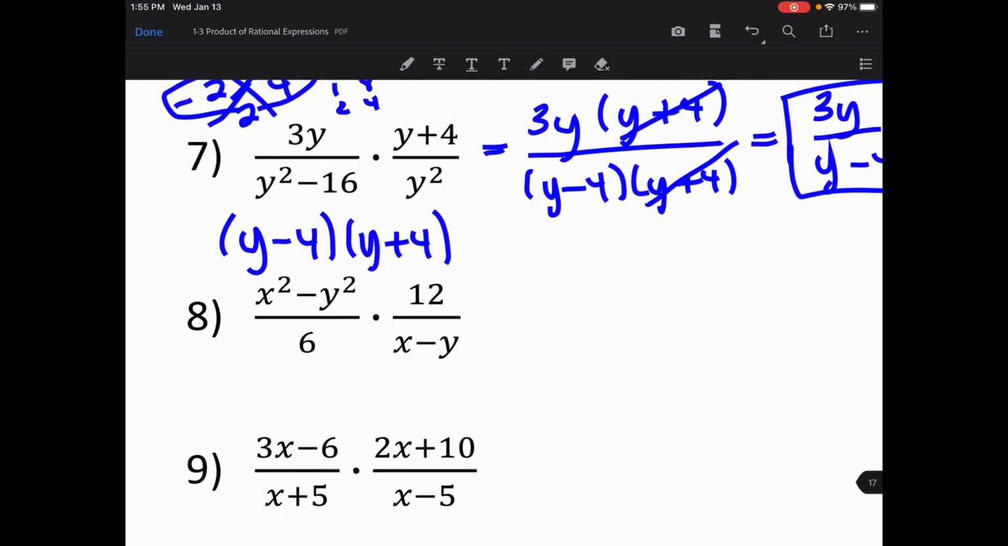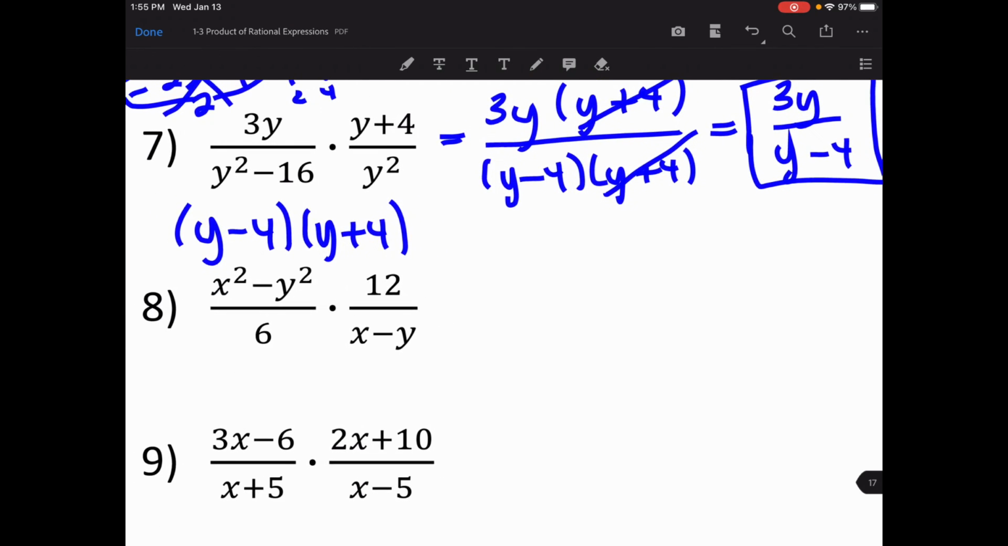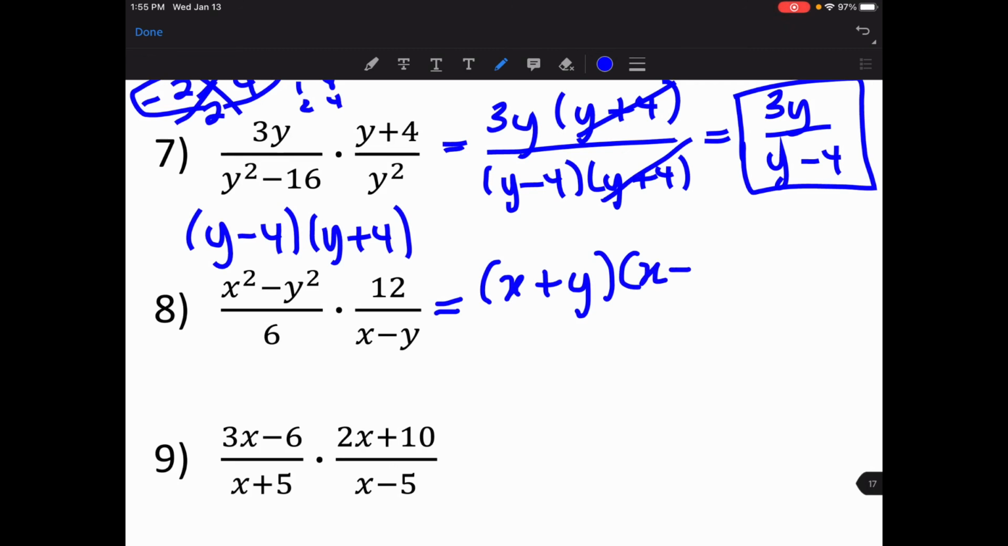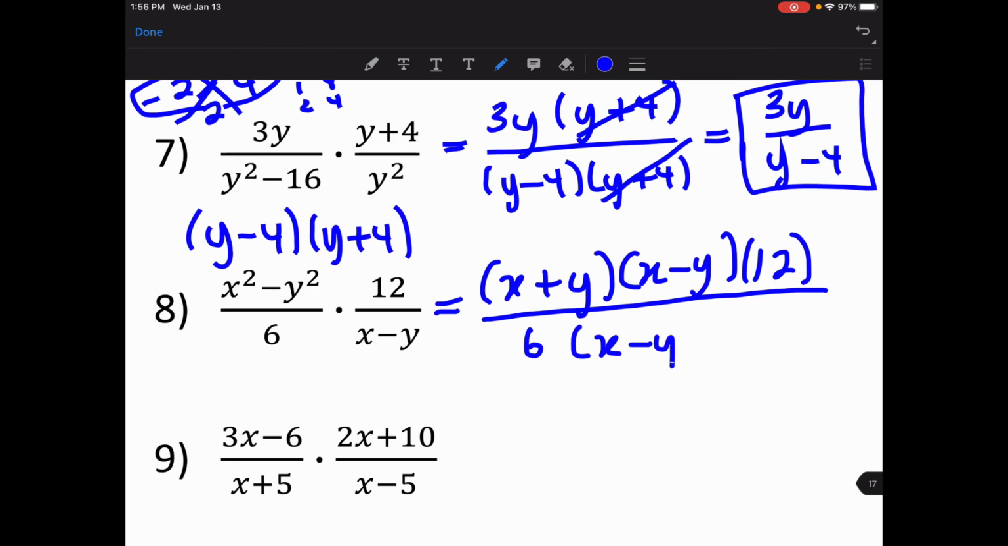Right, number 8, I have y squared minus x squared all over 6 times 12 over x minus 1. Again, as mentioned earlier here, when you have x squared minus y squared, we can rewrite this as x plus y and x minus y, because the square root of x squared will give me x, and the square root of y squared will give me y. Then we need to multiply that by 12, all over 6 times x minus y.